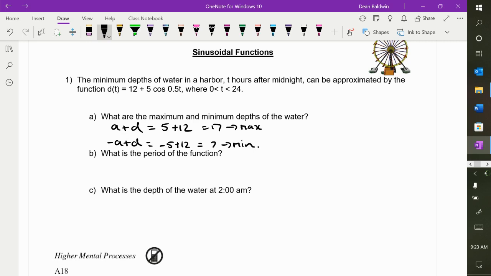What's the period of this function? How do you find period? 0.5, that's your B value. So it's not going to be 360. It has to be in radians because there's no degrees in there. And we're approximating heights and stuff, so all of these problems are in rads. So 2 pi over B, 2 pi over 0.5 is 4 pi.